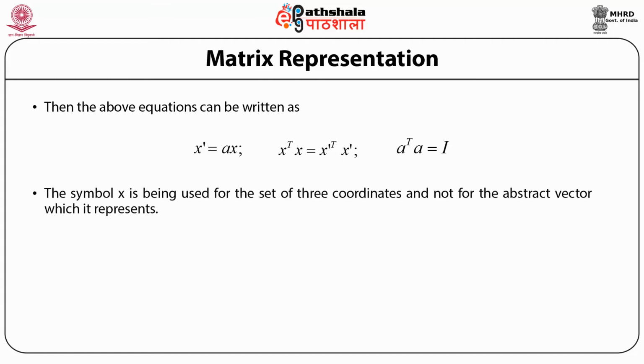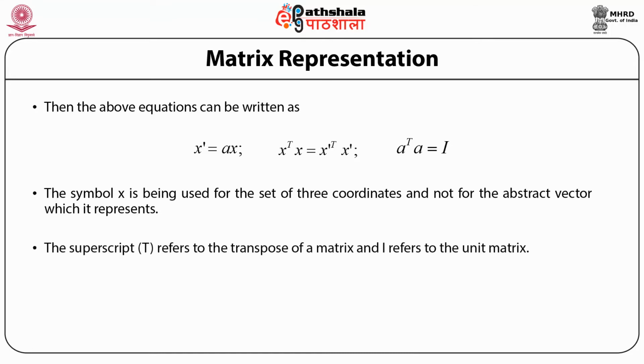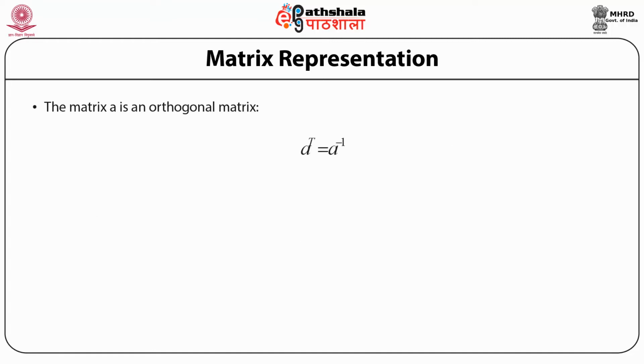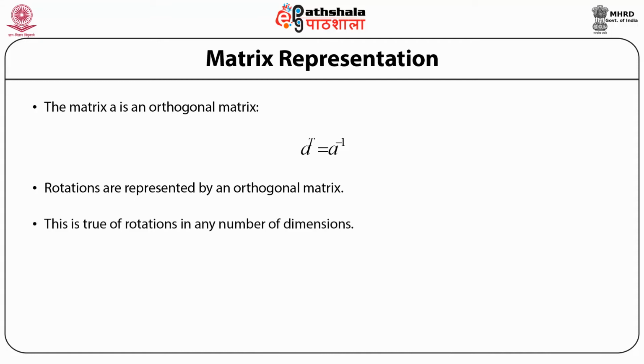The symbol x is being used for the set of three coordinates and not for the abstract vector which is represented here. The superscript T refers to the transpose of a matrix and I refers to the unit matrix. The matrix A is an orthogonal matrix, that is, A transpose equals A inverse. Rotations are represented by an orthogonal matrix. This is true of rotation in any number of dimensions.